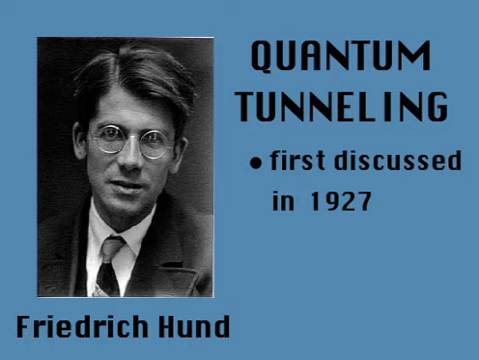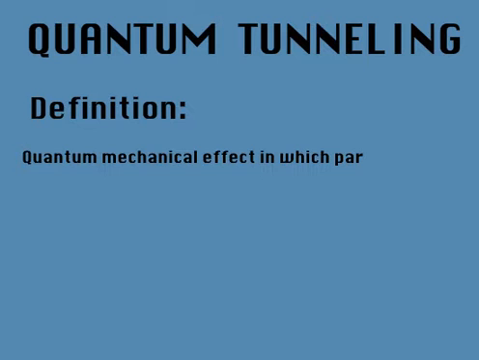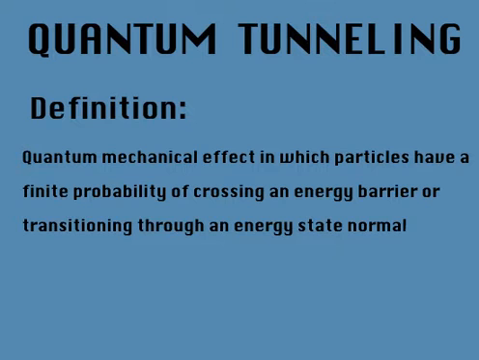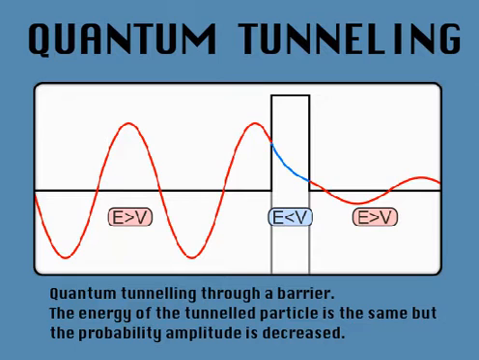Tunneling was first discussed by Friedrich Hund in 1927 in a series of papers about the theory of molecular spectra. It is defined as the quantum mechanical effect in which particles have a finite probability of crossing an energy barrier or transitioning through an energy state normally forbidden to them by classical physics due to the wave-like aspect of particles. The probability wave of a particle represents the probability of finding the particle in a certain location, and there is a finite probability that that particle is located on the other side of the barrier.